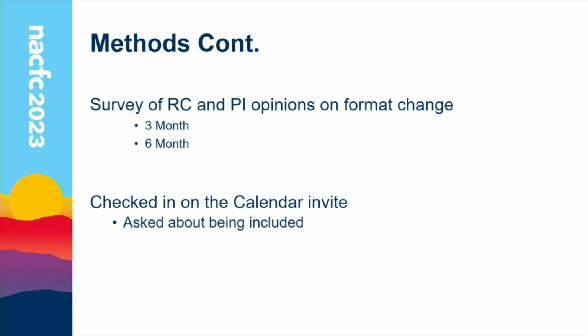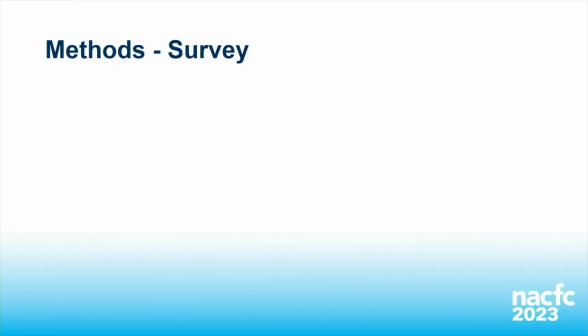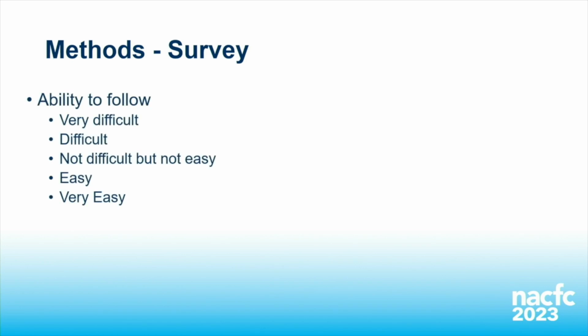So now we come to the survey part. We did this for 3 months. That was about 5 or 6 meetings. And then we also sent out an email to everybody that was on the calendar invite and asked them if they still wanted to be included, if it was still relevant to them. So our survey asked these 3 things.